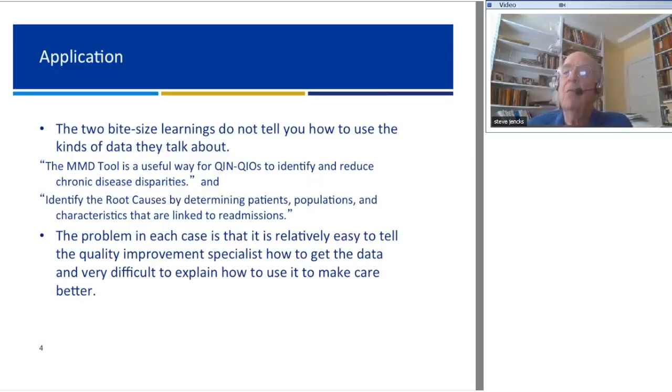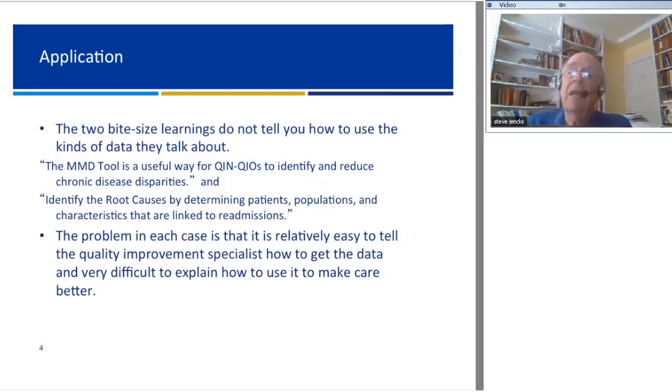I absolutely agree with the first statement that it's a useful way to identify disparities in chronic diseases if we mean disparities in prevalence and incidence. But if what we mean is care and outcomes, they don't get us there. And if what we mean is not just to identify, but to reduce, reduction is very much more complicated.